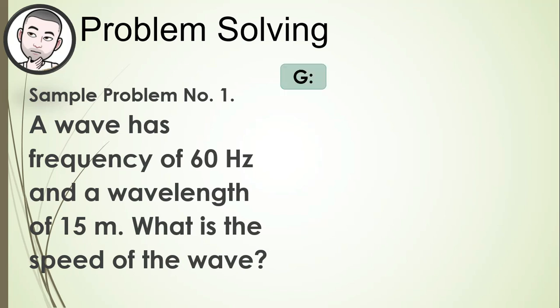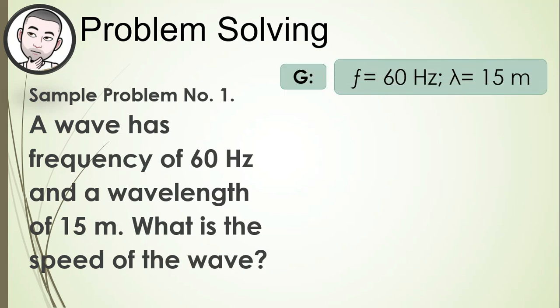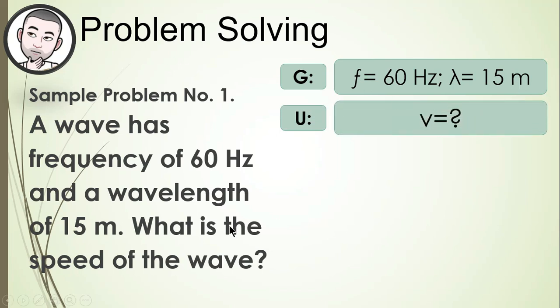So using the GESA method, let's identify the given. The given are frequency, which is 60 Hz, and wavelength, which is 15 meters. Now the unknown is velocity or speed. It is mentioned in the problem. What is the speed of the wave?